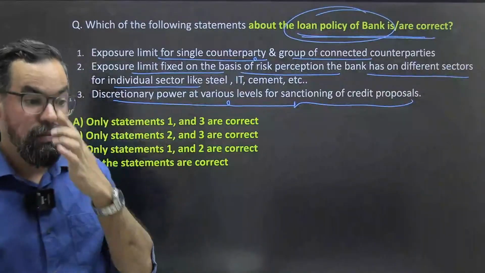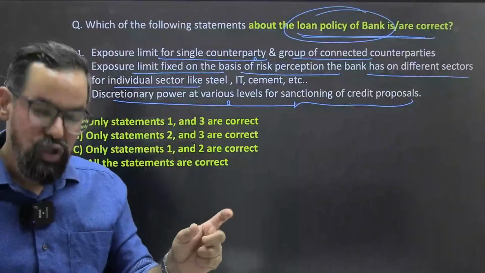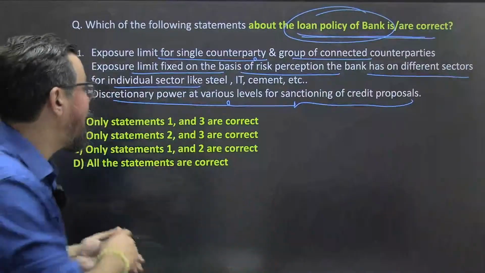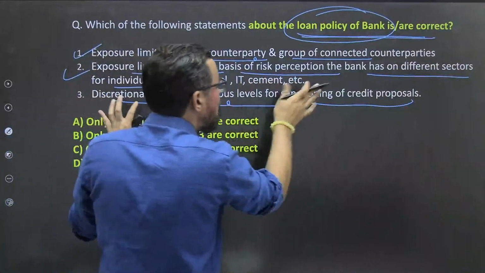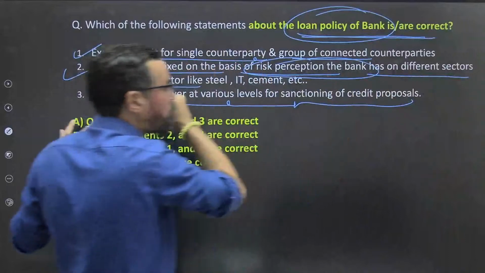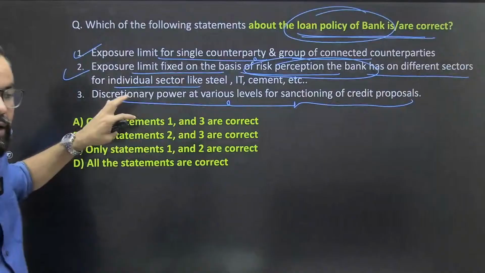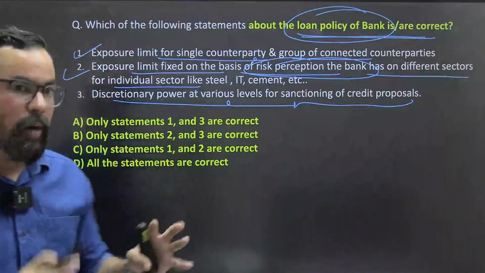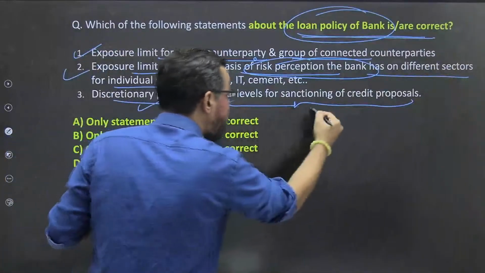Okay? So the maximum loan we can give to a single individual borrower or group of borrowers is also defined as per the loan policy. True. Exposure limits are fixed on the basis of the risk perception the bank has on different sectors, so we avoid any sort of concentration in our banking book, and discretionary power at various levels for sanctioning.